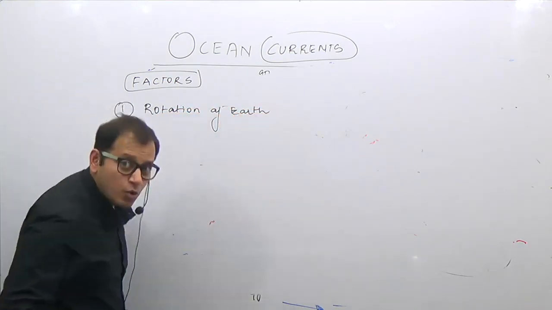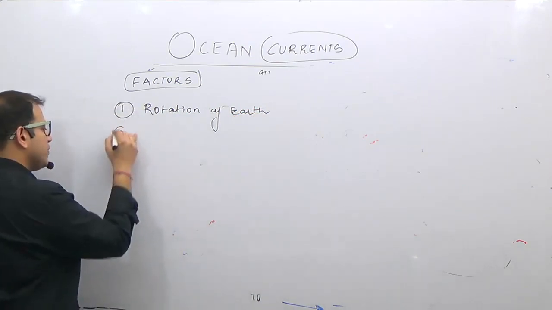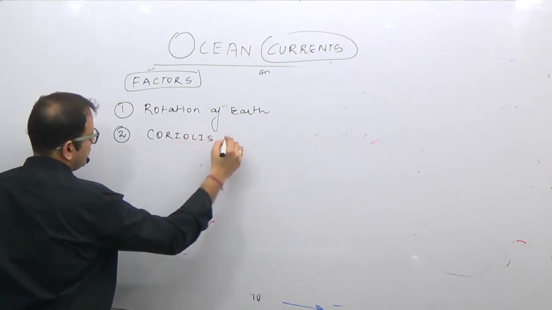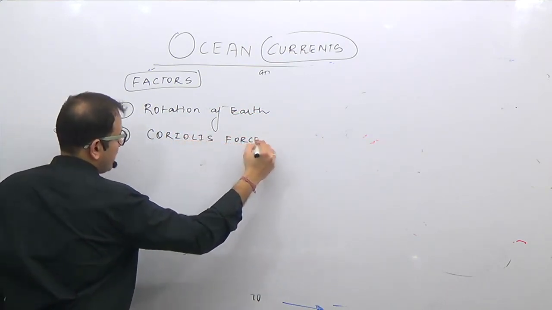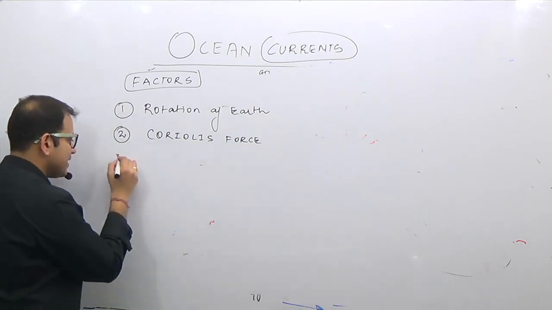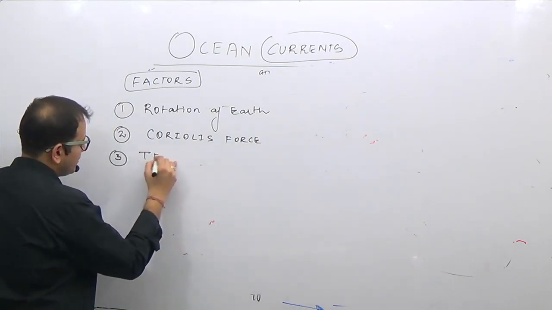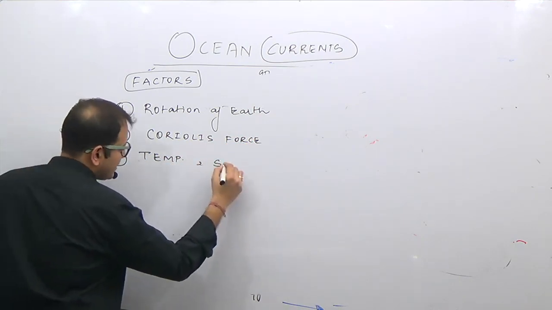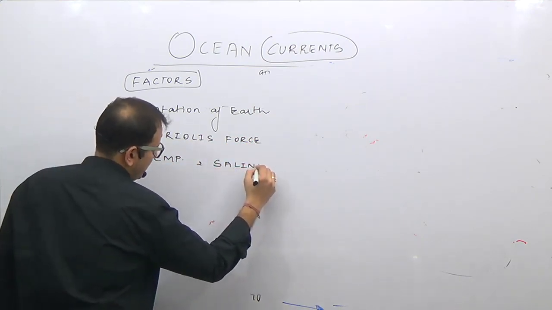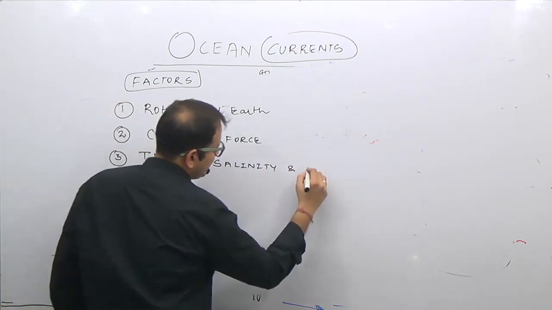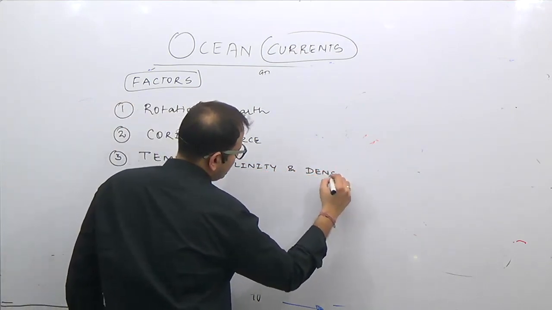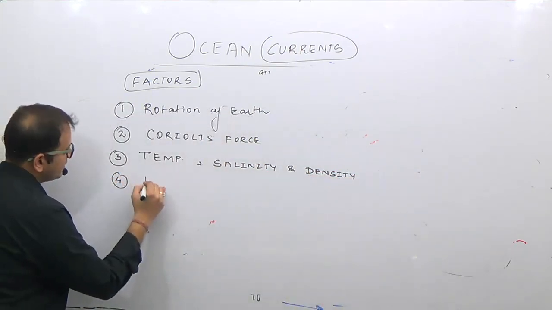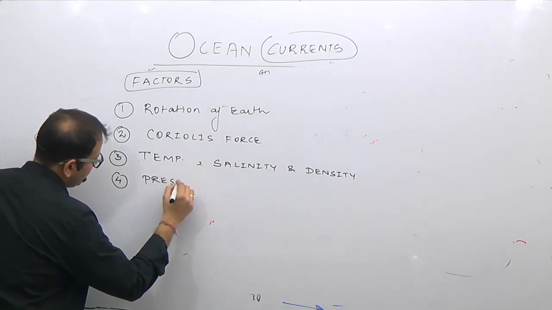Second is the force generated due to the rotation of the earth, that is the Coriolis force. It causes deflection of the ocean currents. Third is temperature. Fourth is temperature, salinity, and density of ocean water; I will take these together. Then pressure and winds that are related to the atmosphere.